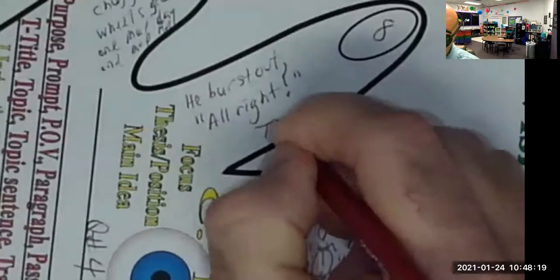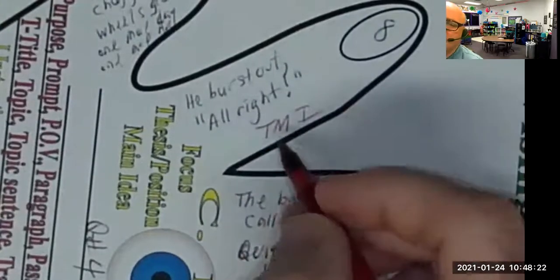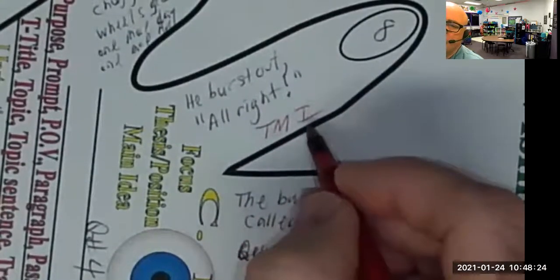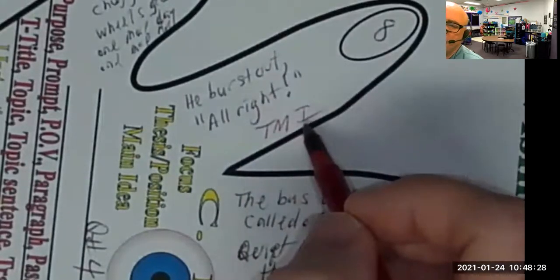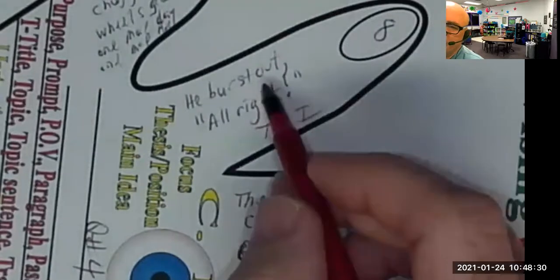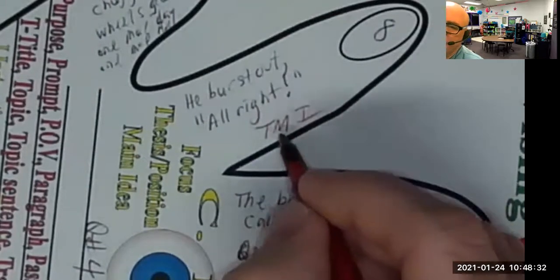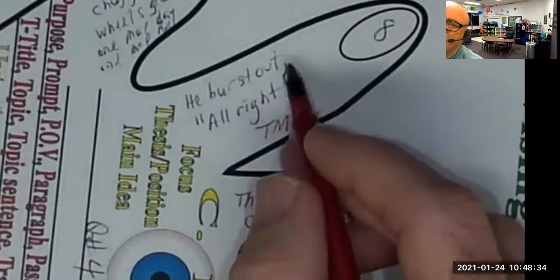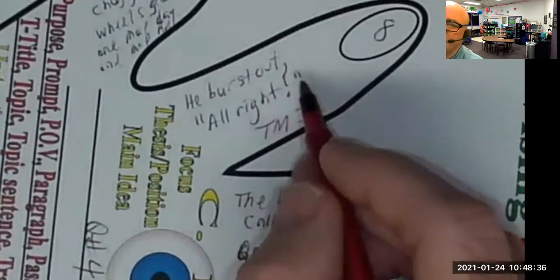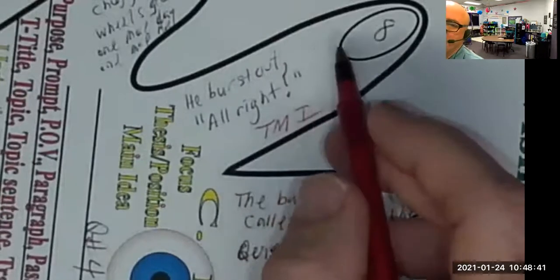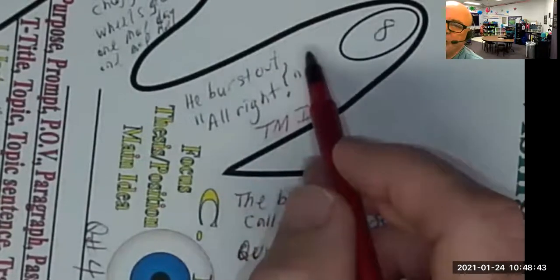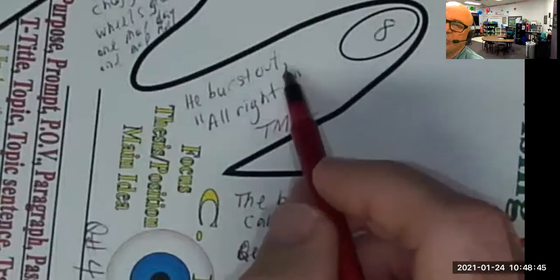He burst out. And so I'm going to do what I call a TMI. Sometimes TMI is too much information, but I'm going to do a teachable moment of instruction if we just need a little bit of guidance on dialogue, or a teachable moment of intervention if our kids are really struggling. So this is where you can do re-advising, re-editing, because we're going to merge reading and writing together.